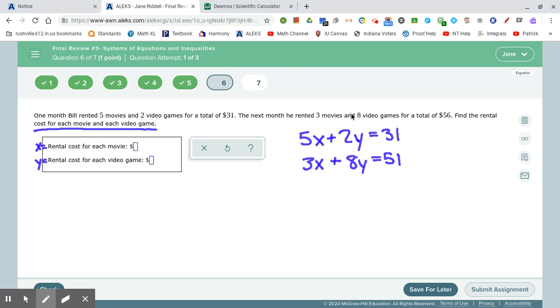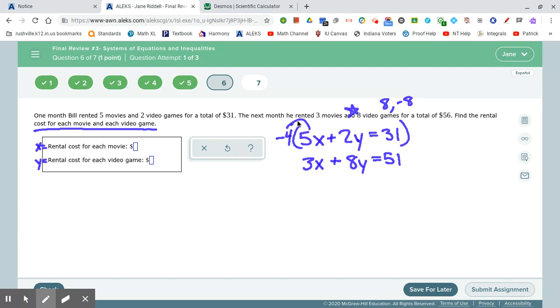So I'm going to go for eliminating Y because 2 and 8, the smallest number that they can both go into is 8. So I'm going to get one of them to be an 8 and the other one to be a -8. So I already have the 8, so that means I'm going to take my first equation and multiply to get it to a -8. I'm going to multiply everything by a -4.